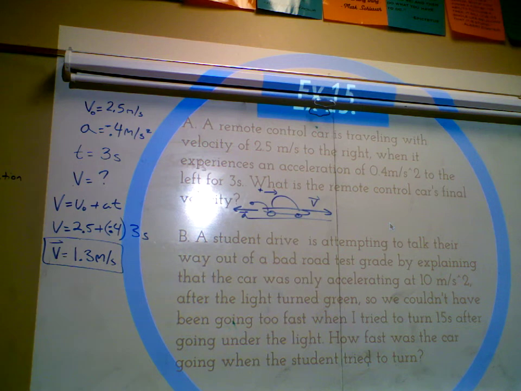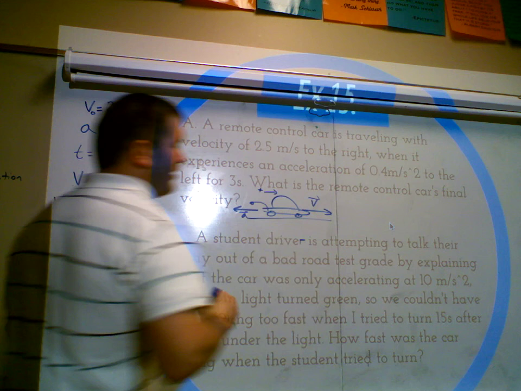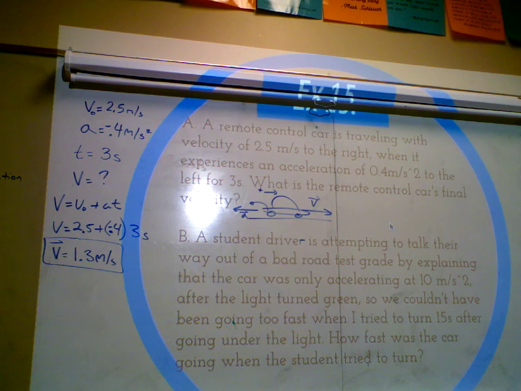All right, I want you to try B. A student driver is attempting to talk their way out of a bad road test grade by explaining that the car was only accelerating at 10 meters per second squared after the light turned green. So he couldn't have been going too fast when he tried to turn 15 seconds after going under the light. How fast was the car going when the student tried to turn?